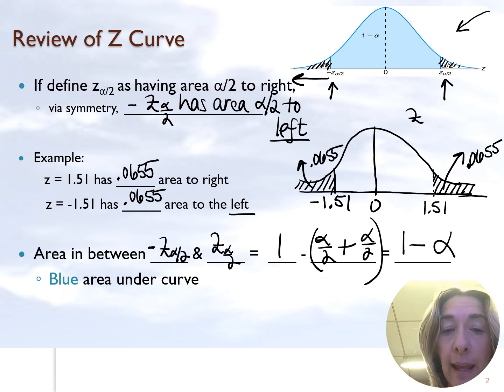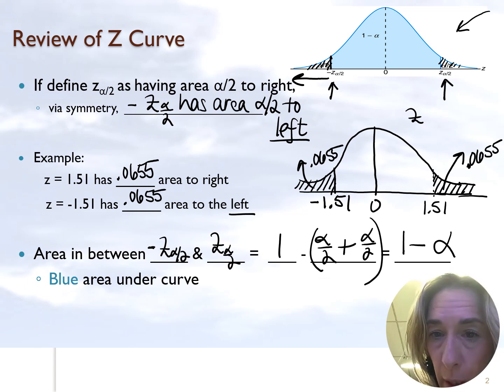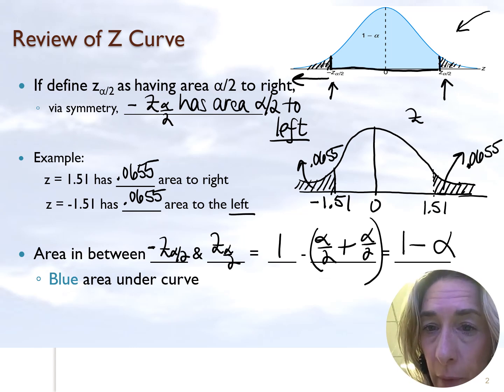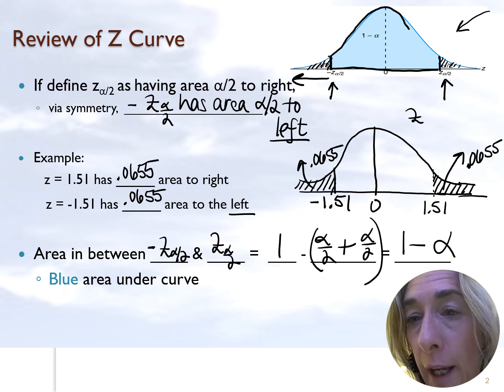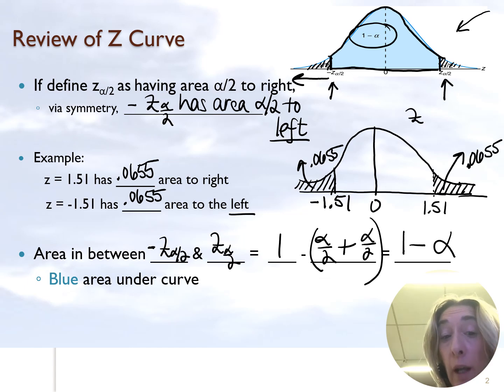So what this is saying is that the area under the curve in between those two values of Z, which is shaded in blue, and I'm going to re-highlight it here, this area that I am outlining here, is equal to 1 minus alpha, just as shown in the picture. So that area equates to the blue area under the curve.